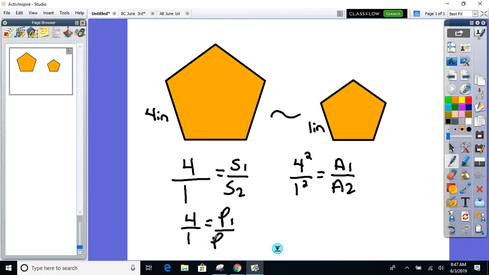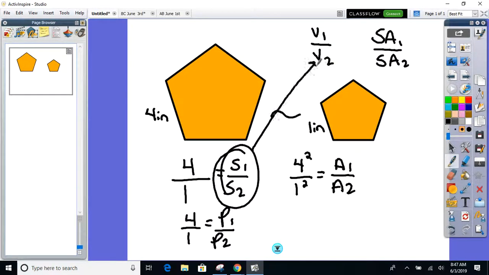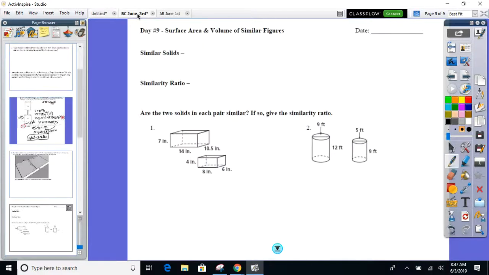We're going to do the same exact thing today, except talk about the surface area ratio and the volume ratio. If I know this, how do I get to these two? I'm sure most of you could probably guess, but we'll figure it out in a second. So that's what we're doing today with the three-dimensional objects. If I know the ratio of two sides, how do I get to volume? How do I get to surface area?